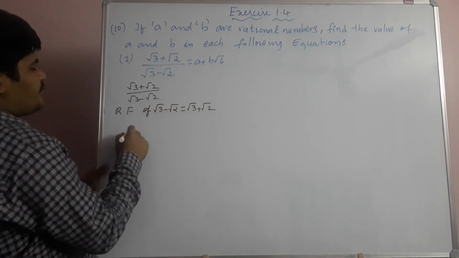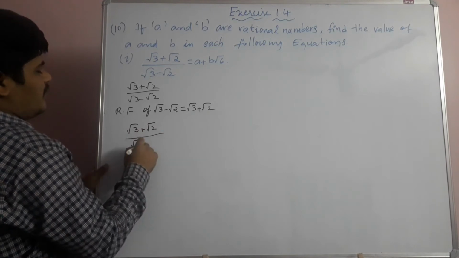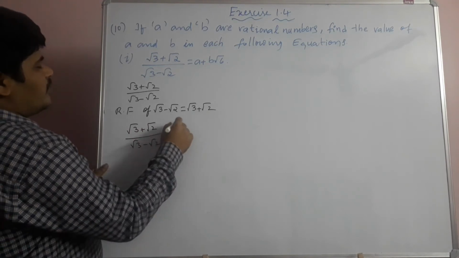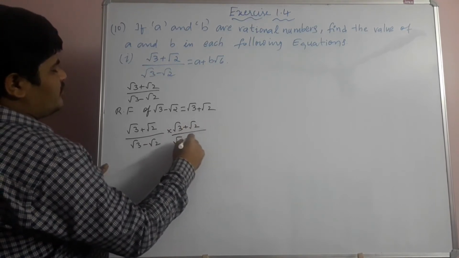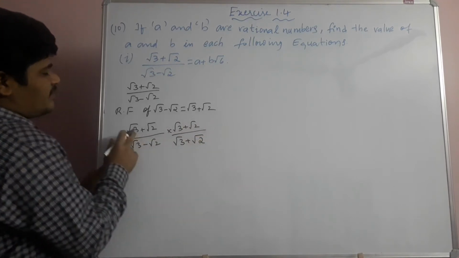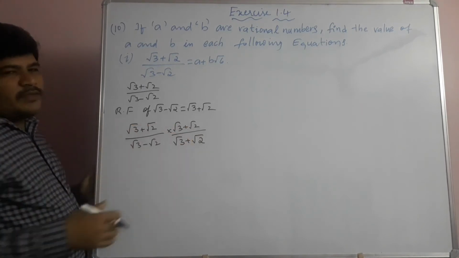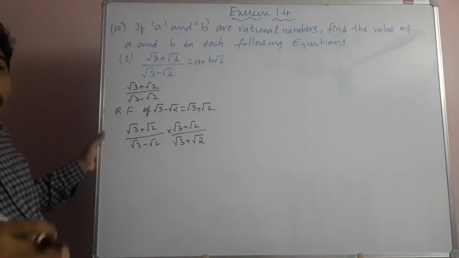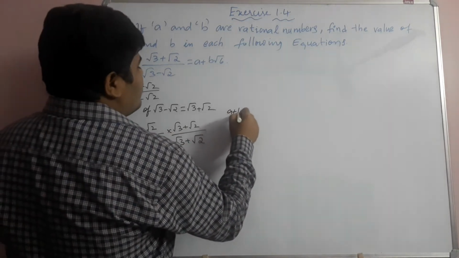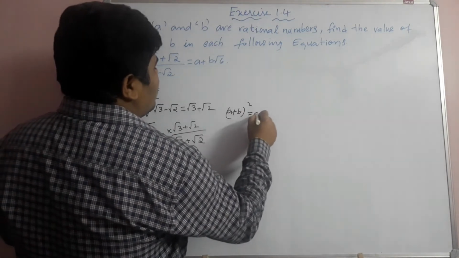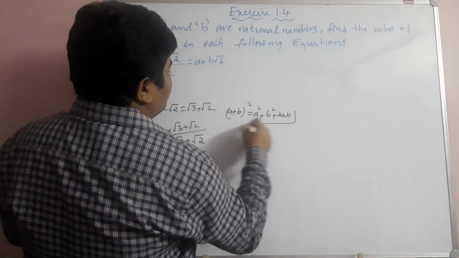Okay. So (root 3 plus root 2) by (root 3 minus root 2) into (root 3 plus root 2) by (root 3 plus root 2). So students, here the numerator, in which form is it? A plus b into a plus b. A plus b into a plus b means a plus b whole square, right? So what is the expansion of a plus b whole square? A plus b whole square is equal to a square plus b square plus 2ab.